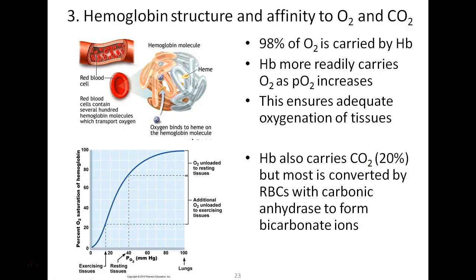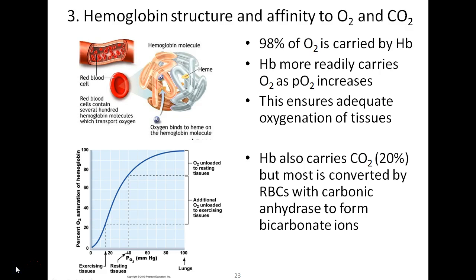So we're still on this topic. We're talking about how exchange of gases can be influenced. And our third and final influence is going to be the structure of hemoglobin and its affinity, or liking, so to speak, for oxygen and carbon dioxide.